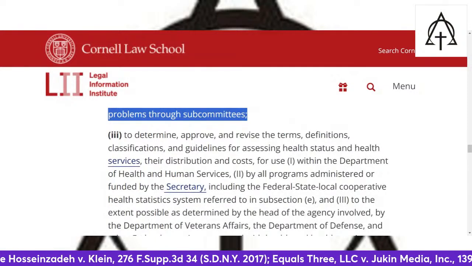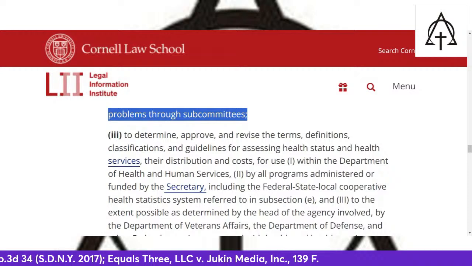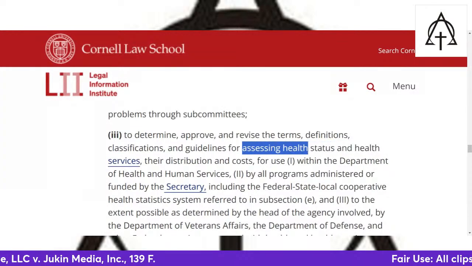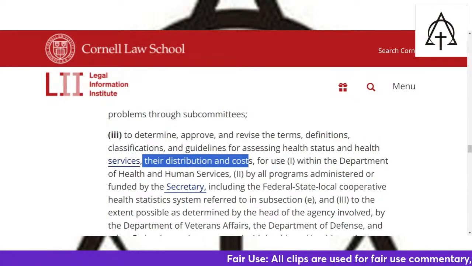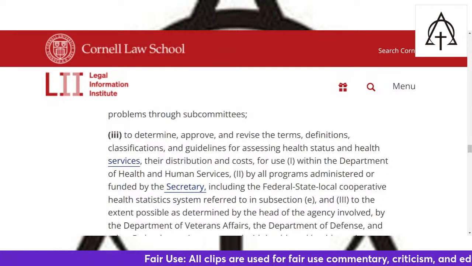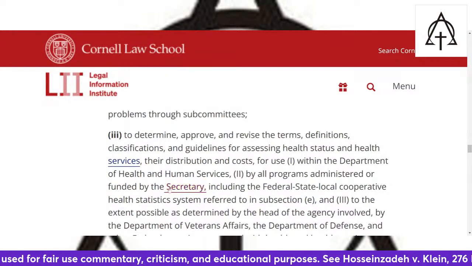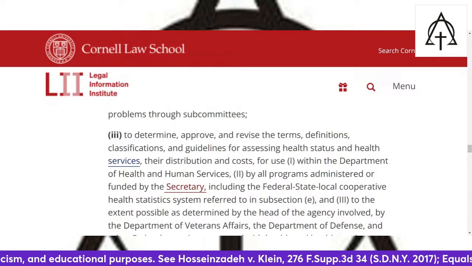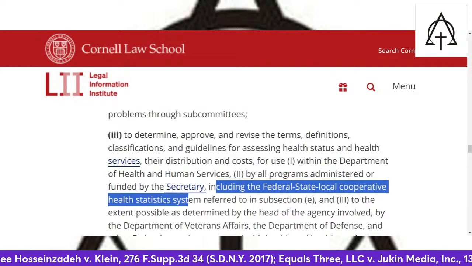To determine, approve, and revise the terms, definitions, classifications, and guidelines for assessing health status and health services, their distribution and costs for use within the Department of Health and Human Services, by all programs administered or funded by the Secretary. See, this doesn't have to do with your health specifically at all, including the federal, state, local, cooperative health statistics system.